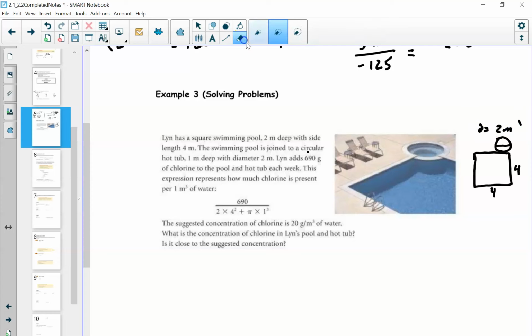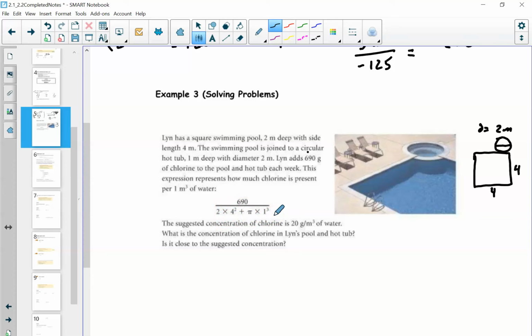Okay. That is not to the power of 1, that is just a little scrap. So I'm just going to draw that there to maybe help myself a little bit. Okay, Lynn adds 690 grams. Oh, okay, so we're dealing with volume here too as well, and putting liquids into other liquids. 690 grams of chlorine to the pool and the hot tub each week. This expression represents how much chlorine is present per 1 meter cubed of water. So that's volume. 690 grams of chlorine for that.